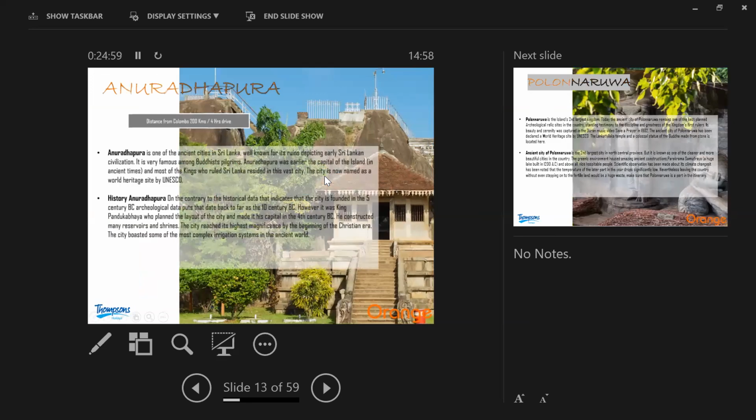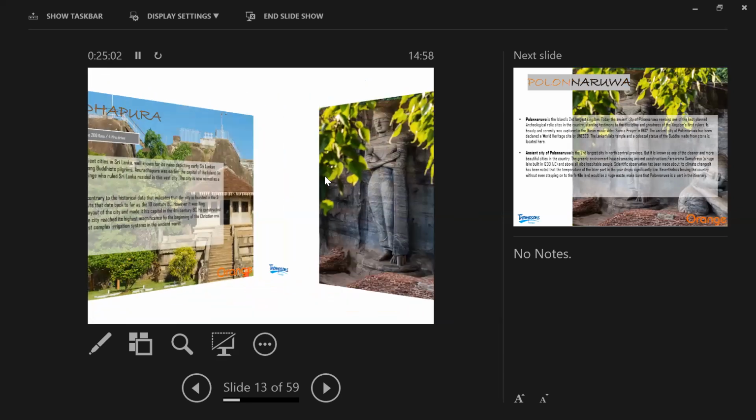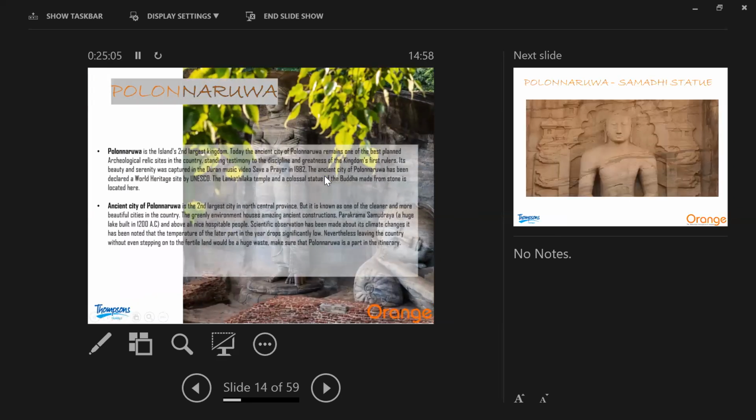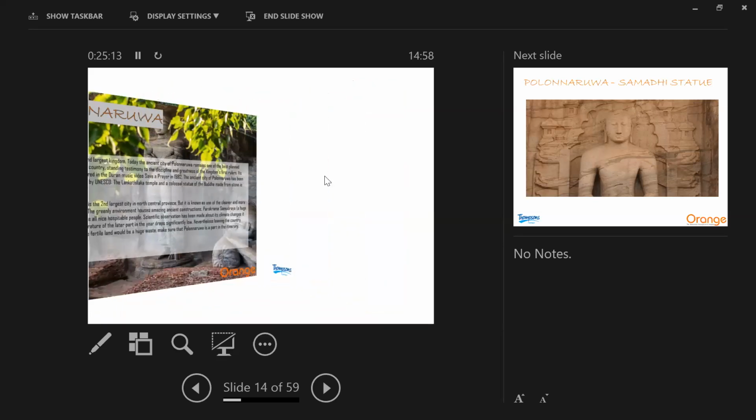Anuradhapura I've covered. It was the seat of the Buddhist capital, which moved to Polonnaruwa. This reclining Buddha is one of the World Heritage Sites. A very beautiful visit. Polonnaruwa can be visited either as a day excursion or on your way to Kandy.